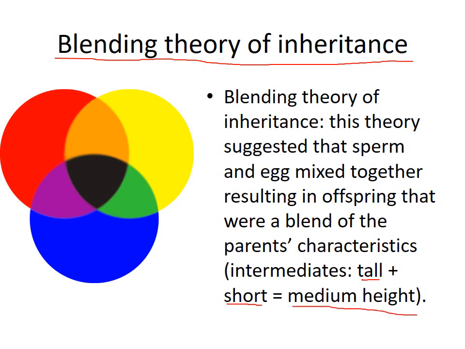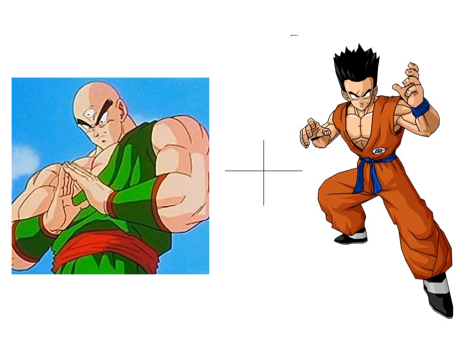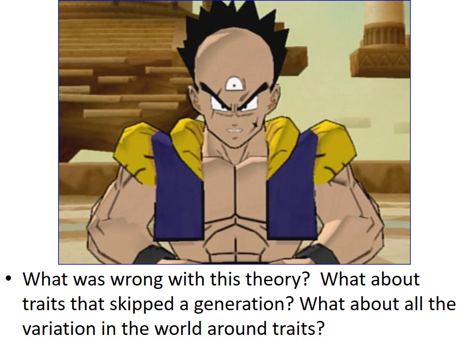There are many cases where, for example, you would have a tall dad and short mom, or a tall mom and short dad, and you can be taller than both or shorter than both. So examples like that show that the blending theory of inheritance is not the case. If you're an anime fan, you might understand this idea. If blending theory of inheritance was true, well, you might look something like this.